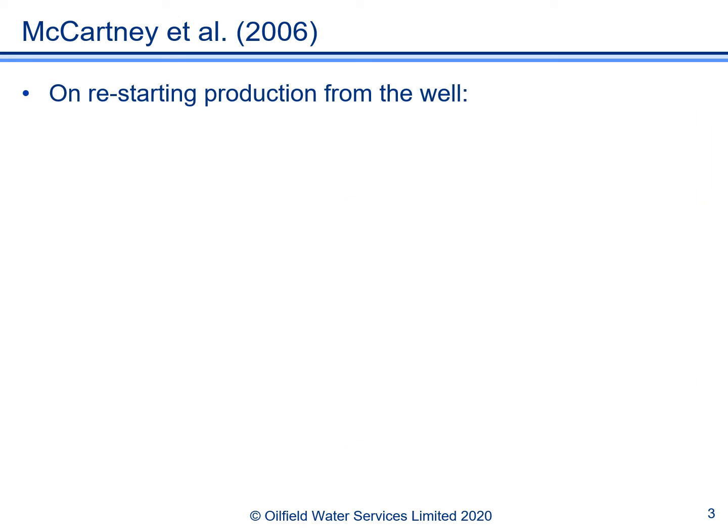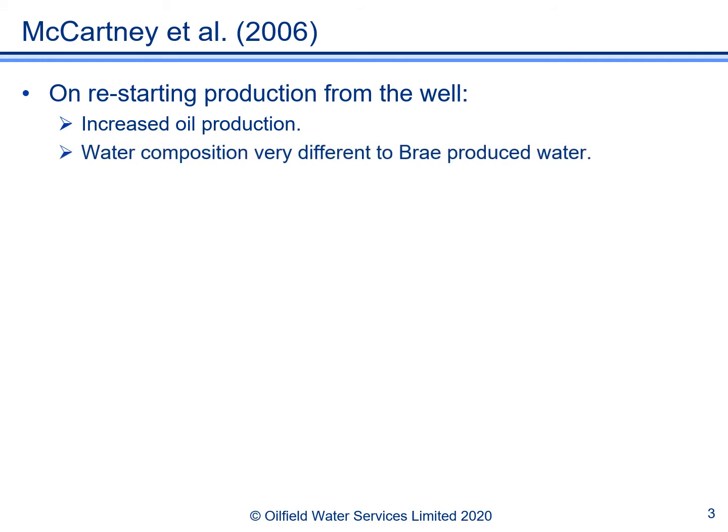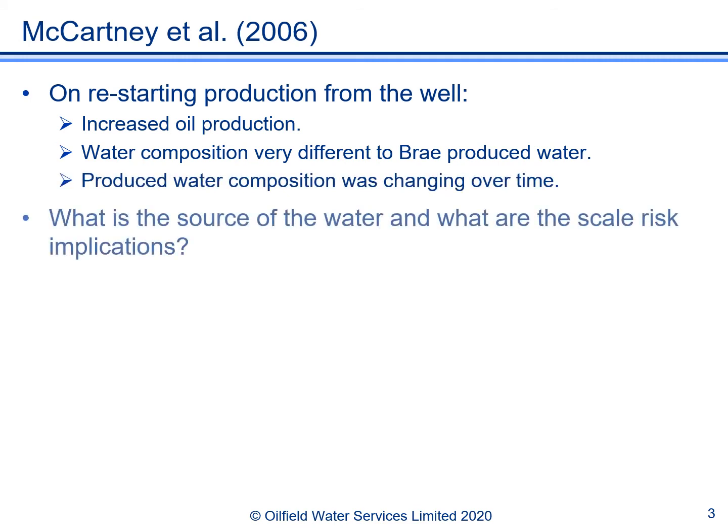On restarting production from the well, they achieved increased oil production due to oil accumulating near the well over time via gravity separation. But the produced water had a composition that was very different from that previously produced from the Bray conglomerate, and it was changing over time. The operator wanted to better understand where the produced water was coming from. For example, was it coming from the Ryazanian, or was it coming from the Bray conglomerate? And if it was the latter, why was the composition so different from 3 years earlier? Had the well developed a casing leak?